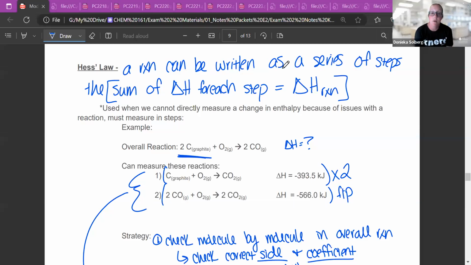Okay, we're going to switch gears a little bit, and this is a different way to calculate delta H. There's a bunch of different ways, depending on the data that I give you, that you can calculate the enthalpy of a reaction. So the new way is called Hess's law. What Hess's law says is that a reaction can be written as a series of steps, first of all.